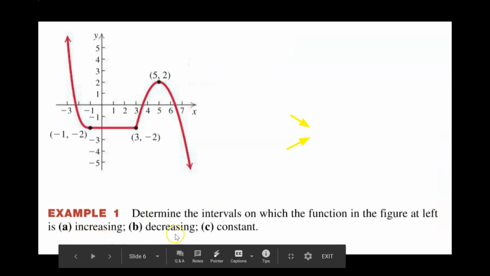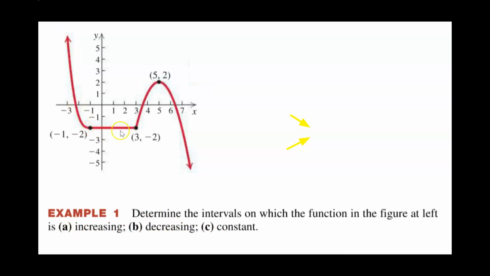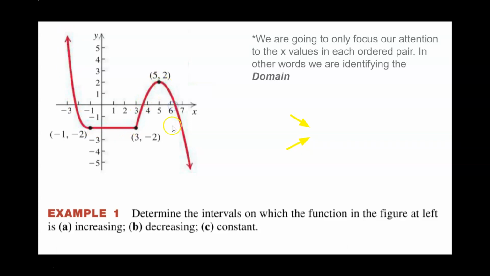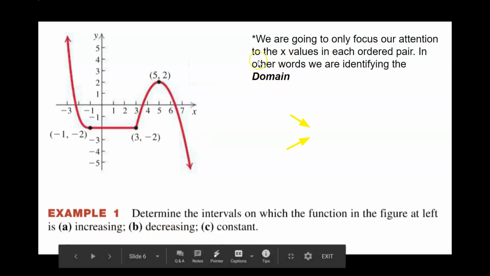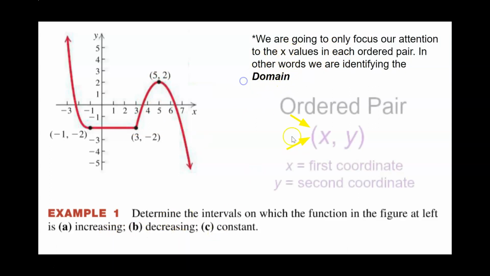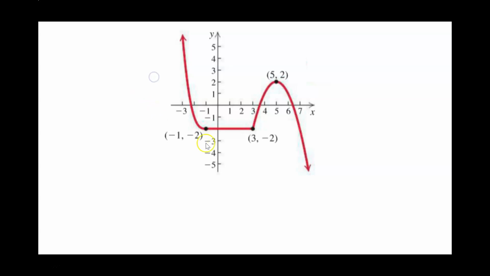So here for parts A, B, and C, we're going to figure out increasing, decreasing, and constant. So again, we need to identify. We see this is going down, it stops, changes direction, goes horizontal, stops right here, goes back up, and then comes back down again. What we're focusing on when we figure out these parts is the domain, or the x values. So we're only focusing on the x values here. So -1, 3, and 5 are going to be my main focal points.